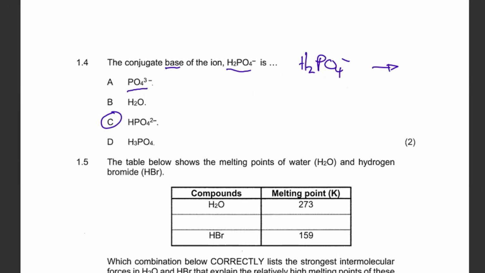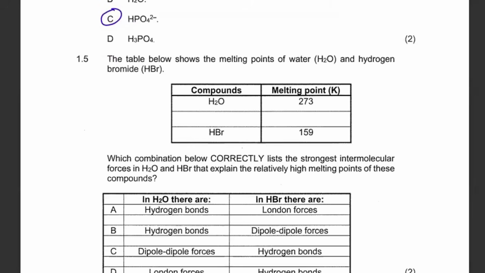Then we move on to question 1.5, which reads: the table below shows the melting points of water and hydrogen bromide, your HBr. The compounds are H2O, then HBr, and the melting points in kelvins are 273 and 159. It says, which combination below correctly lists the strongest intermolecular forces? So we're looking for the strongest intermolecular force in H2O and HBr.